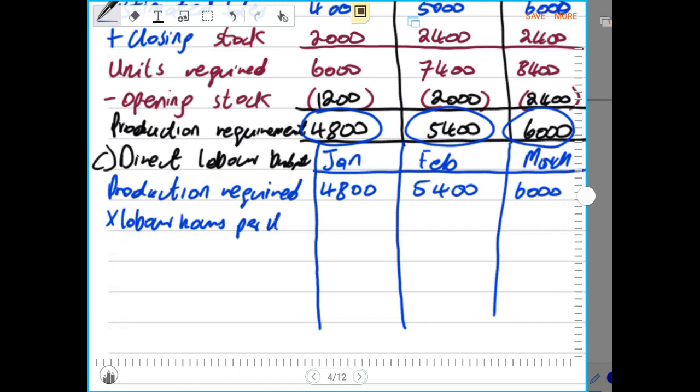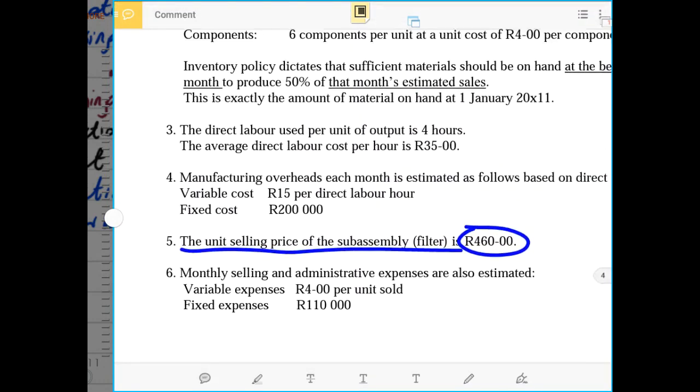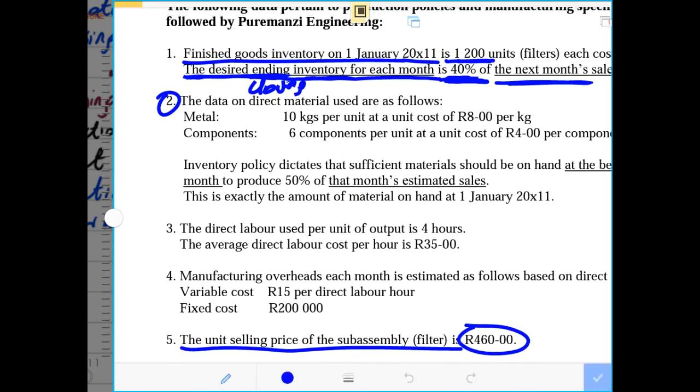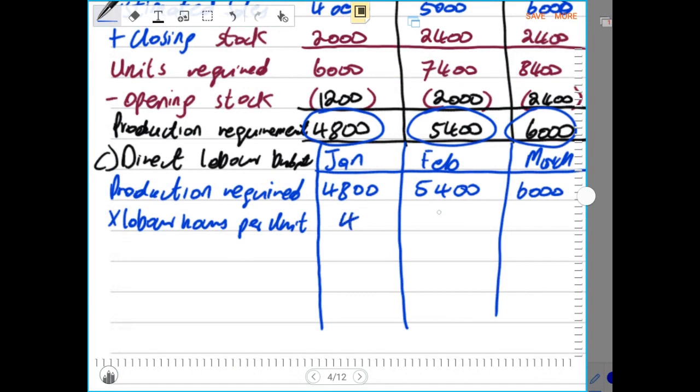Our direct labor hours per unit, I think they are consistent. It is given to be 4 hours. And here is the 4 hours. Therefore, now we multiply by the labor hours per unit, which is 4, 4, and 4 throughout.